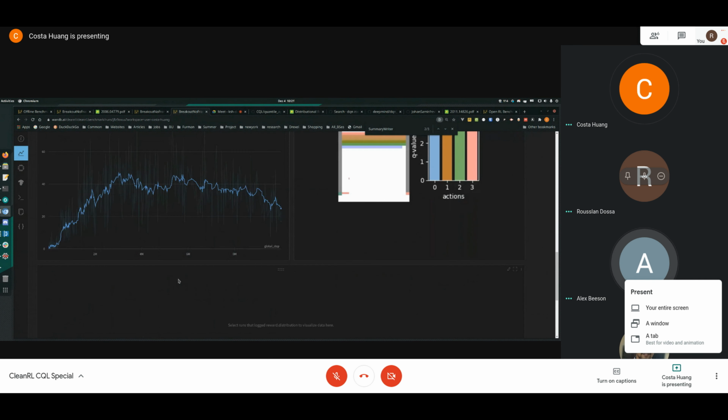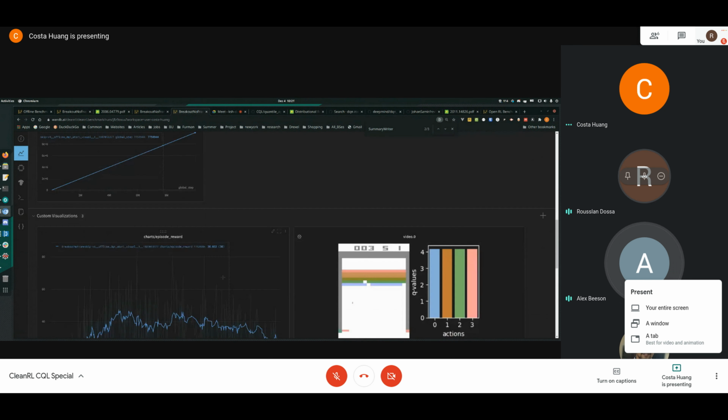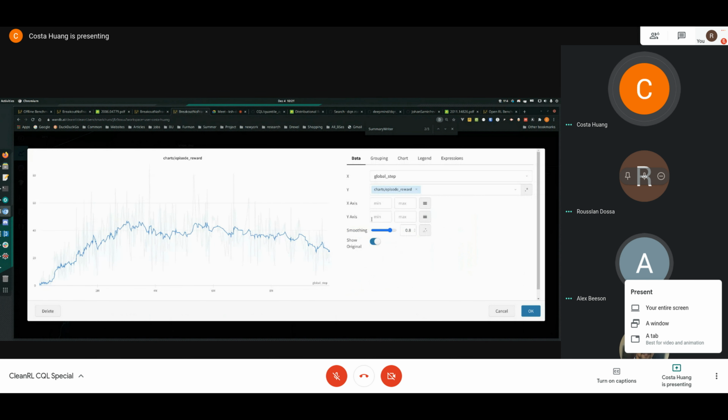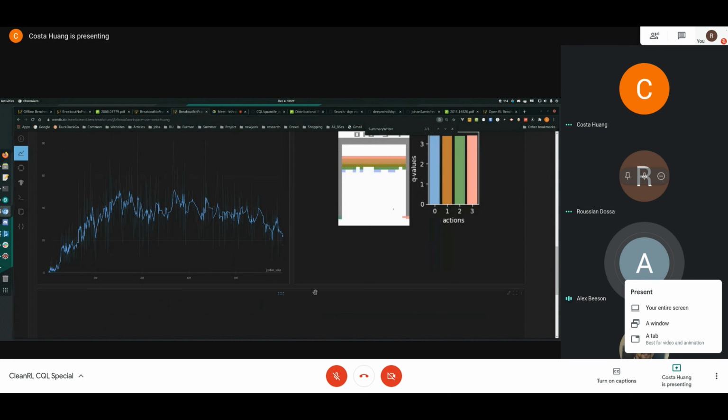Cool. Yeah. So it's still quite automatic. It also does the smoothing for you. Yeah, so you can click on this and do a little bit of smoothing. That is amazing. So I'm still quite new to Python.